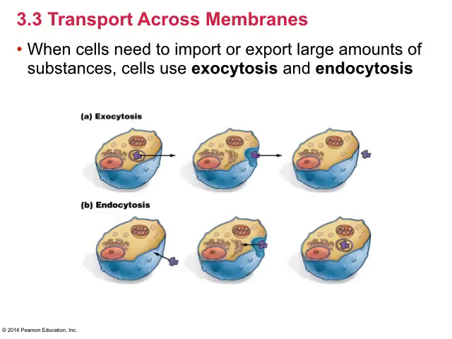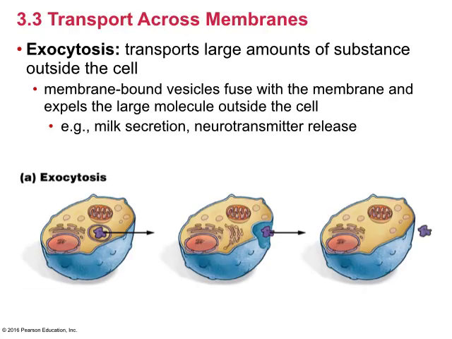All right, and the last forms of transport that we'll look at, two more, are exocytosis and endocytosis. These happen when cells need to import or export large amounts of substances. Exocytosis transports large amounts of substance outside of the cell. Easy to remember: exo means outside, right? Exoskeleton means an outer skeleton.